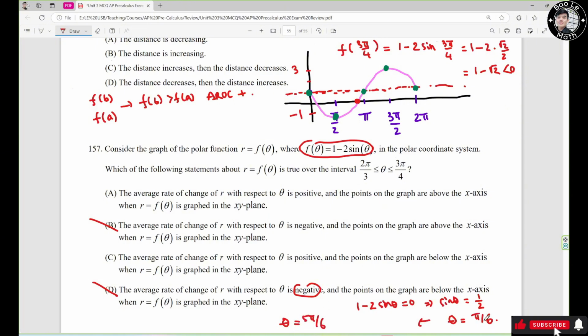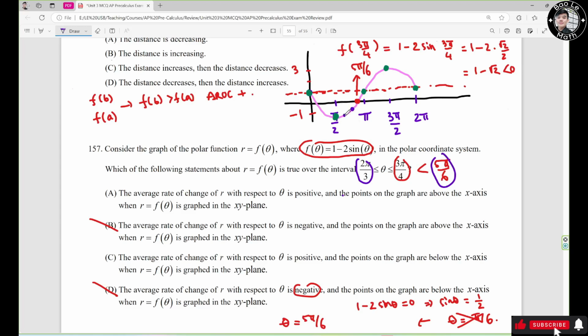Pi over 6 is less than pi over 2, so it's not the case. So this one is not right. 5 pi over 6 should be right here. Now we know that 3 pi over 4 is less than 5 pi over 6, so 2 pi over 3 and 3 pi over 4 must be on the left of 5 pi over 6. So 3 pi over 4 could be somewhere right here.